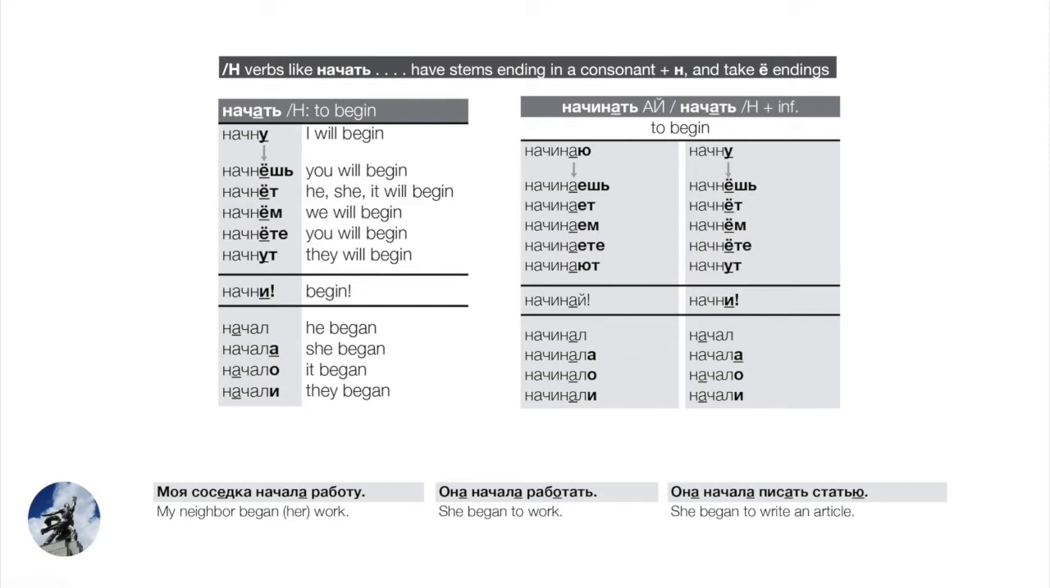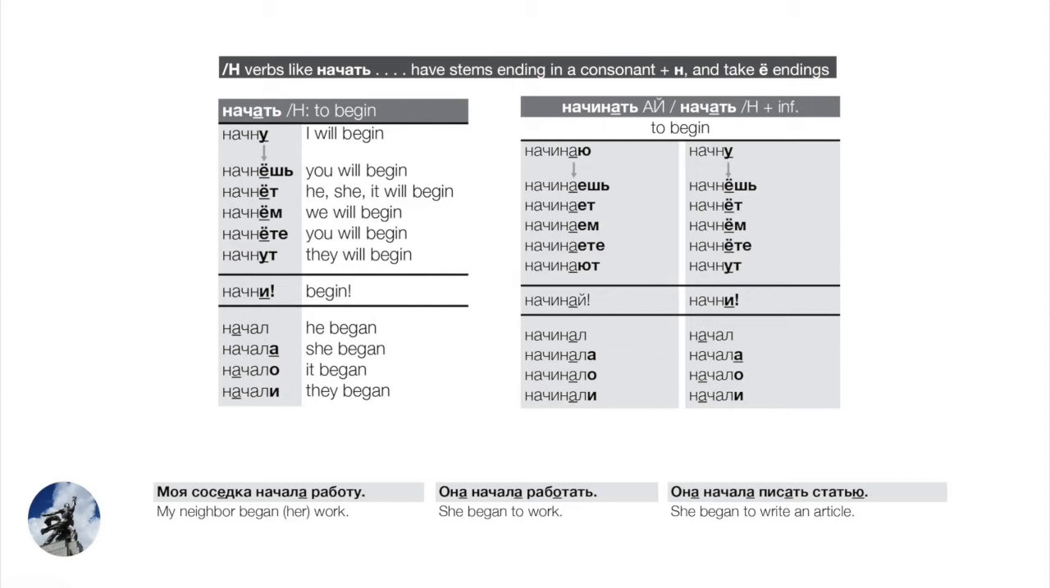So if we look over our example one more time, начать, again, note we have the ch, but we don't have the n. We've got to supply that to get our stem, right? Once we do, we get начн, and we add our endings, and that gives us начну, начнешь, начнет, начнем, начнете, начнут.